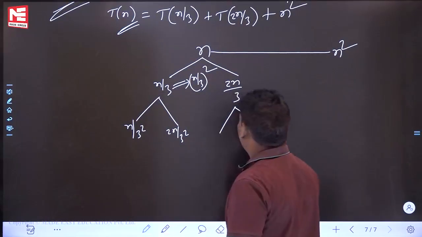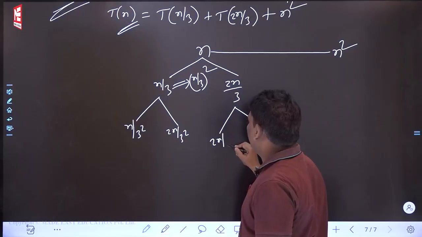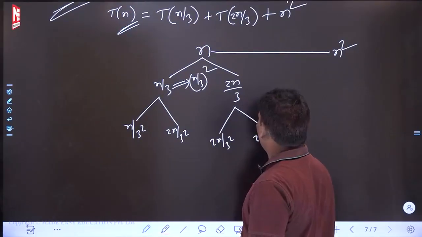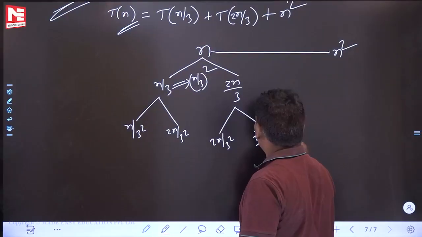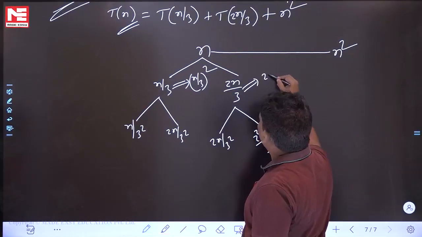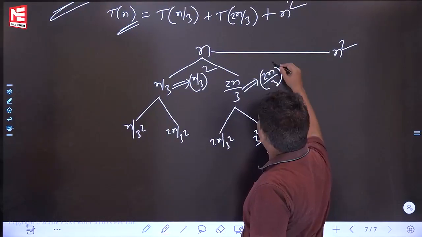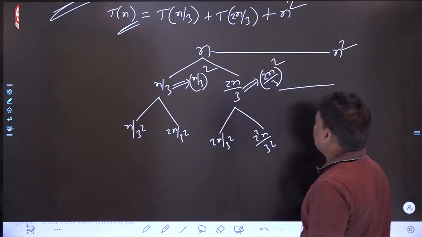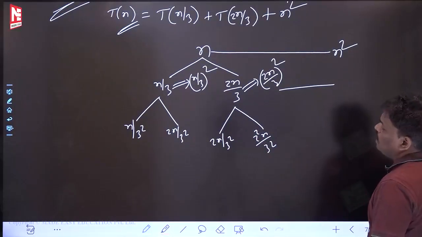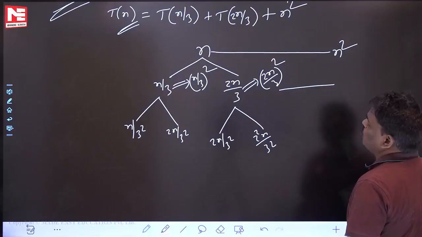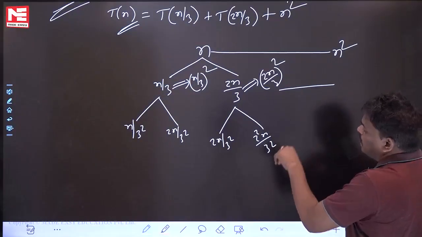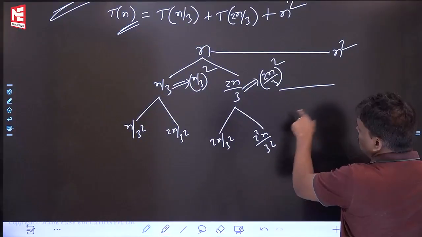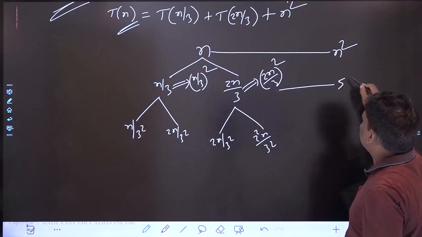Same way here also, left multiply by 1 by 3. What is the meaning? 2n by 3 square. Right multiply by 2 by 3, 2 square n by 3 square. This also multiply by, what is the answer? 2n by 3 whole square. Now, add the total non-recursive term. n by 3 whole square, 2n by 3 whole square, means below it is 9 only. But what is above? n square here, 4n square here. Total becomes 5n square.